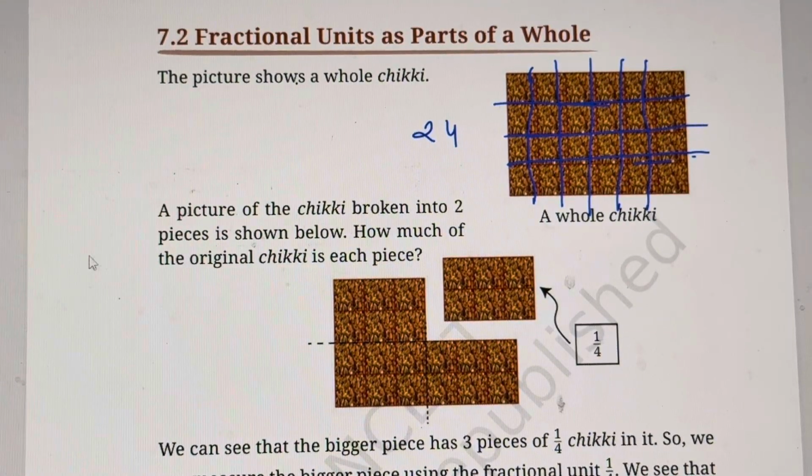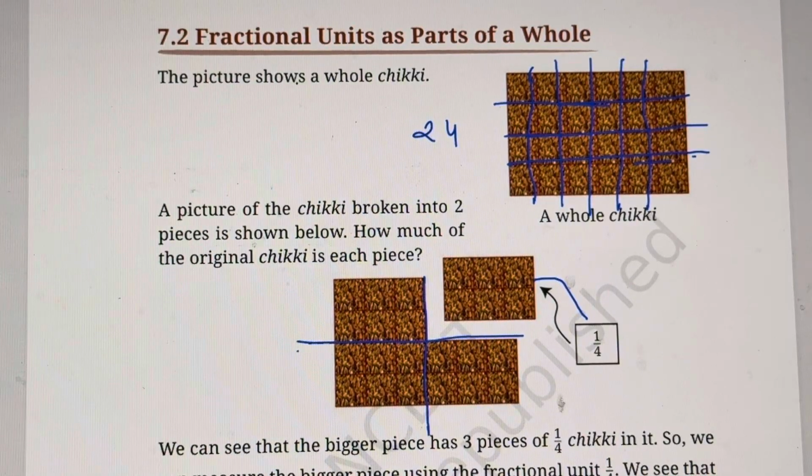Right? Now, here the chickpea is broken into two pieces. Now, the pieces which are given here, they are not equal. Right? So, we need to find out how much of the original chickpea each piece is. How much is this piece and how much is the other piece, the bigger piece. Right? So what is done over here, this whole chickpea is divided into four parts. If you bring this part nearer, it is divided into four parts. So this part becomes 1 upon 4.